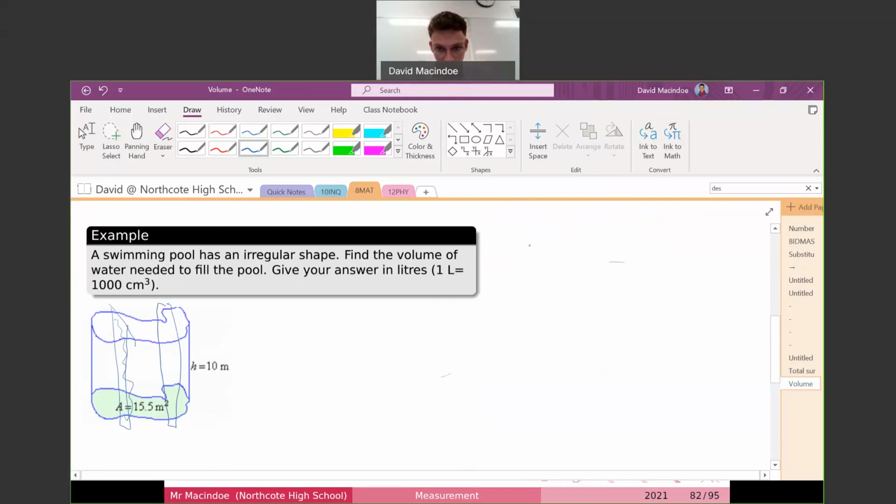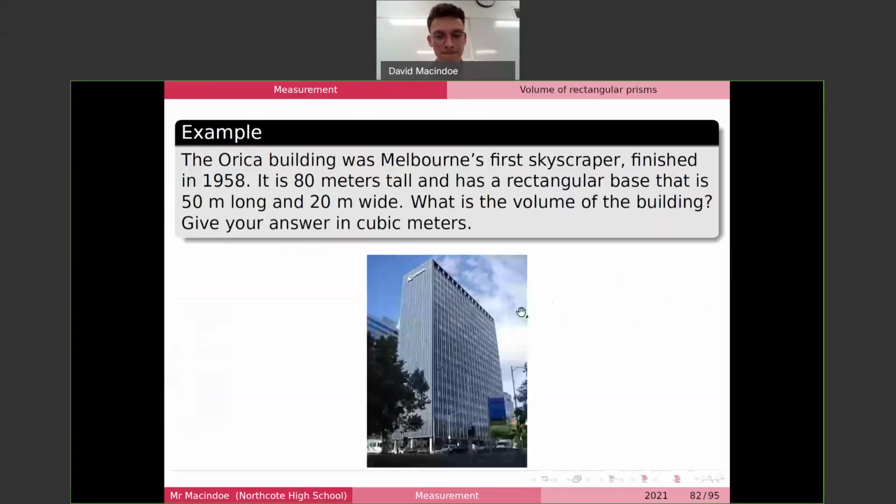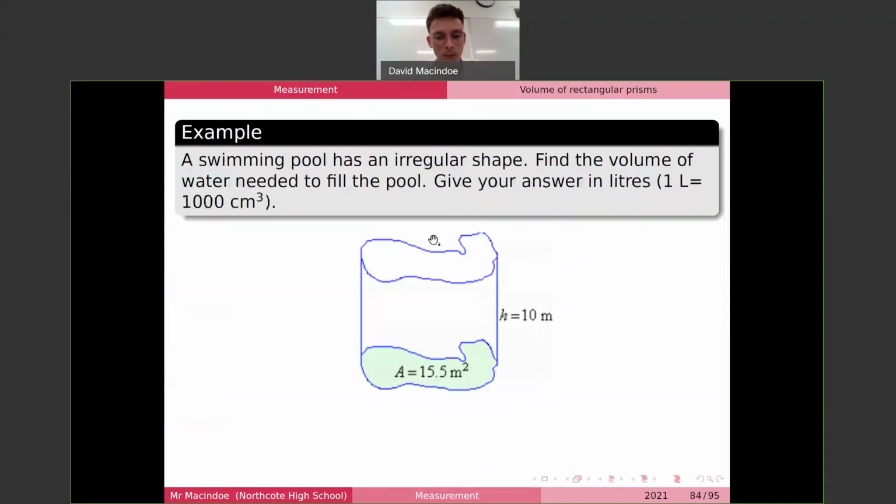So the volume is area times height, and it's 15.5 times 10. So it's just 155 meters cubed. Now it says to give your answers in liters. We might do this in a sec. So we'll just give it in meters cubed for the moment. But that is one measurement of the volume.